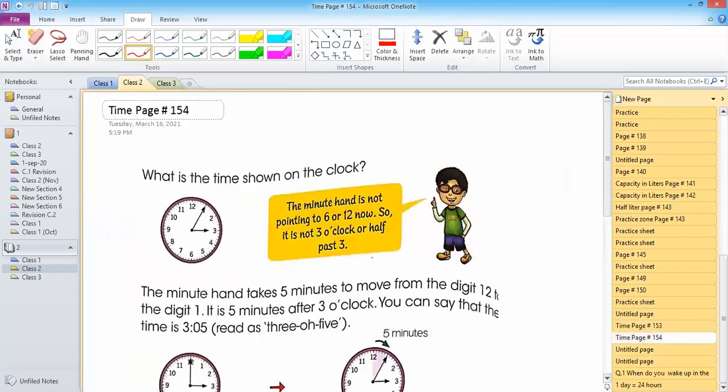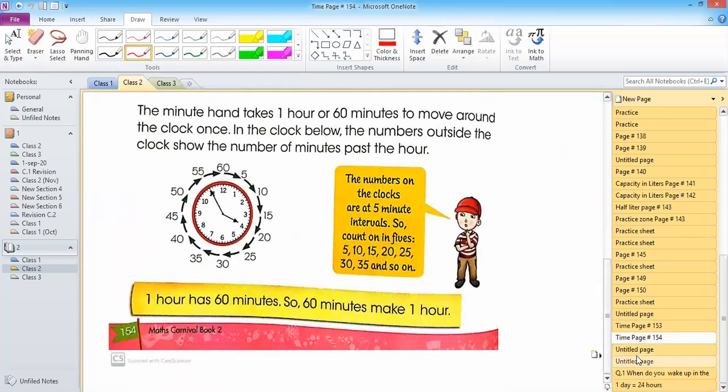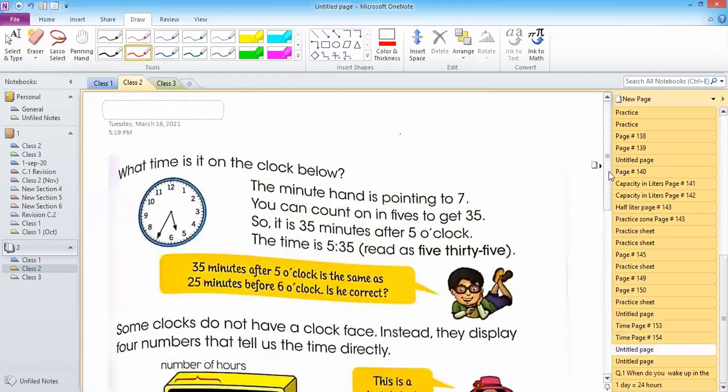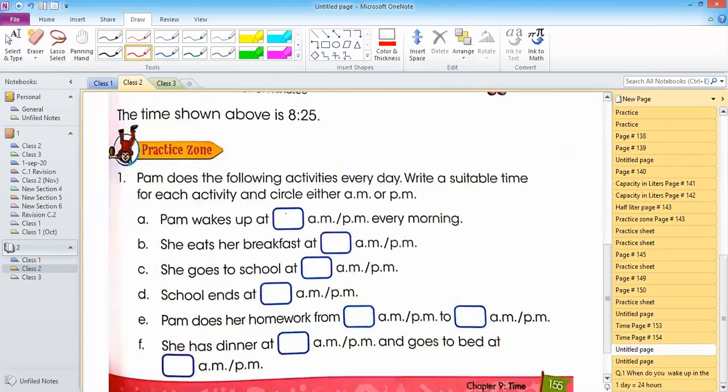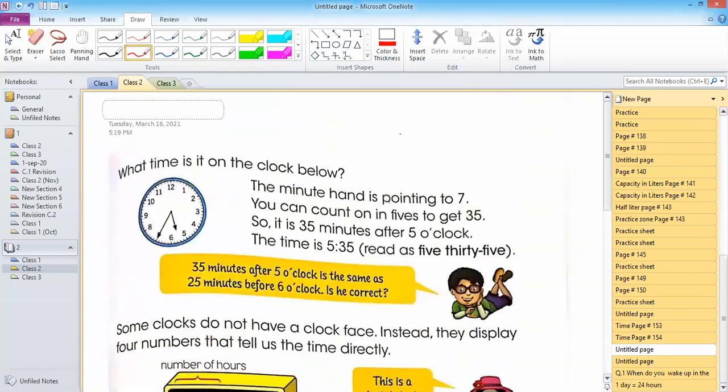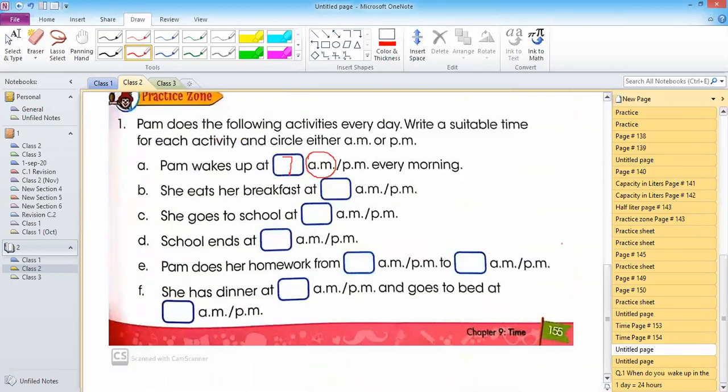Where is that page? Seven a.m. And we have to circle either AM or PM because it is AM. So that is AM. Guys, this is page number 155. Practice zone. Practice activity for AM or PM.